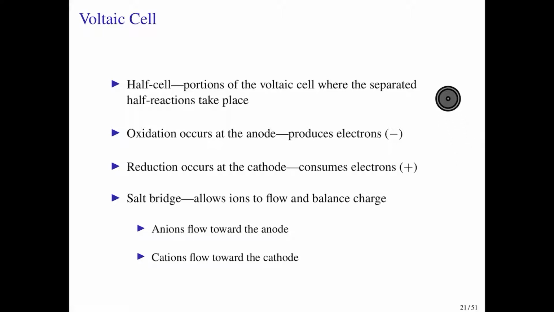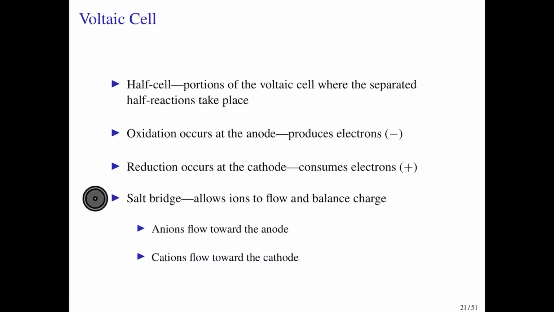Here are some rules for how voltaic cells work. Oxidation reactions occur at the electrode that is called the anode. Here's what I like to remember: oxidation occurs at the anode. You just say that to yourself over and over again until it sticks. Because the anode produces electrons, it has a negative charge, so it's the negative pole of the battery. Reduction, on the other hand, occurs at the cathode, where electrons are consumed, and it takes on a positive charge.